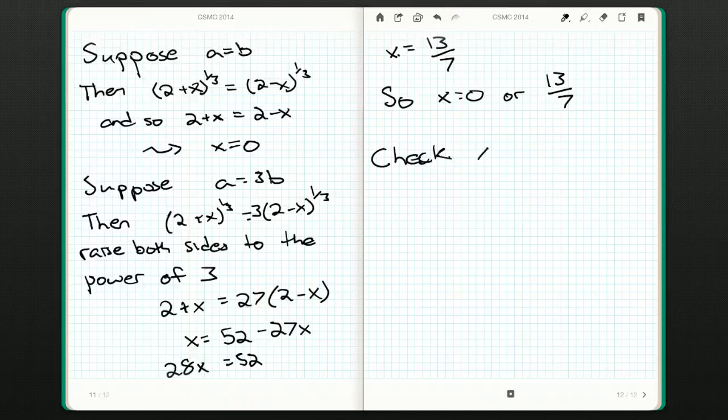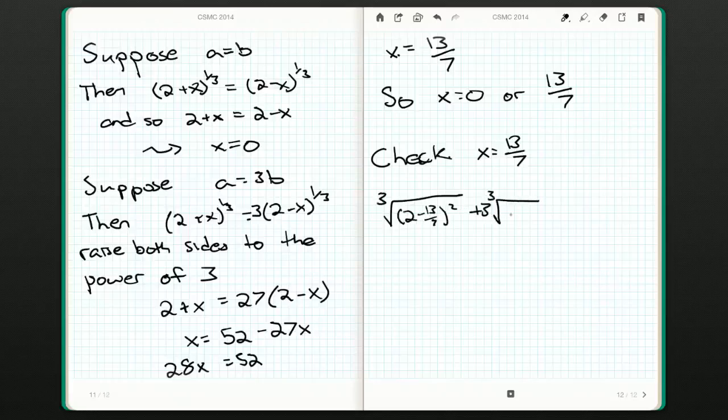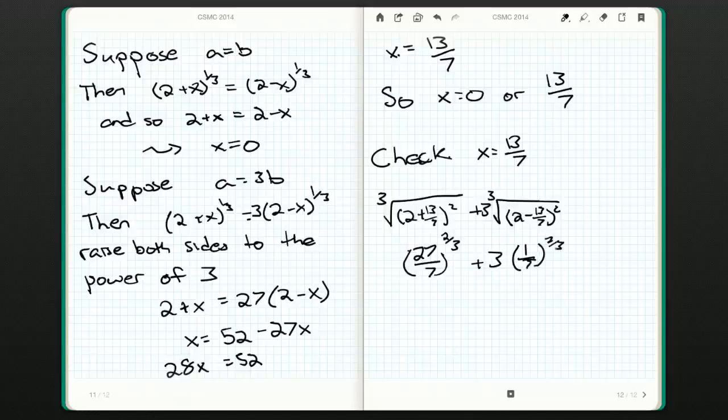That one's not that hard, but check x equals 13 over 7. That's the weird one. There's sort of no rhyme or reason why 13 over 7 should work. So cube root of 2 minus 13 over 7 squared plus 3 times the cube root of, sorry, that's 2 plus, and this is 2 minus. Right, we can start manipulating that. We can figure this one out. This is 2, so that's going to be 27 over 7 raised to the 2 over 3 plus 3 times 1 over 7 raised to the 2 over 3.